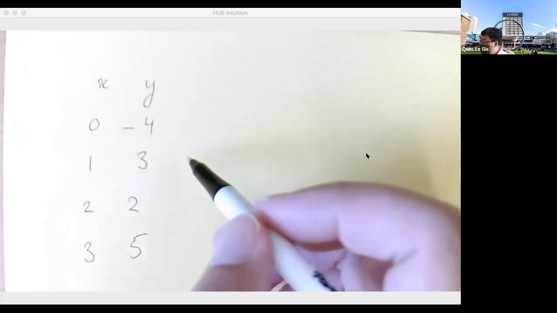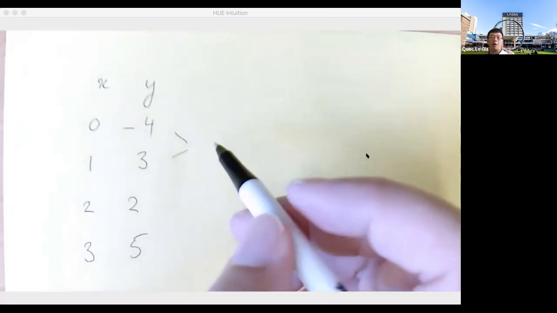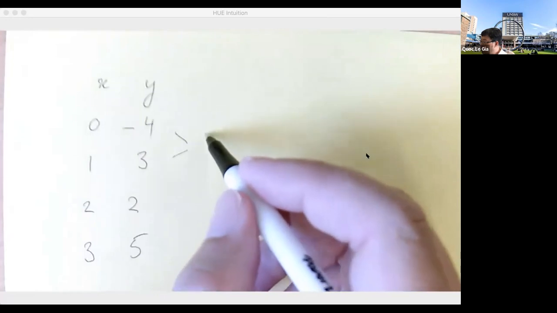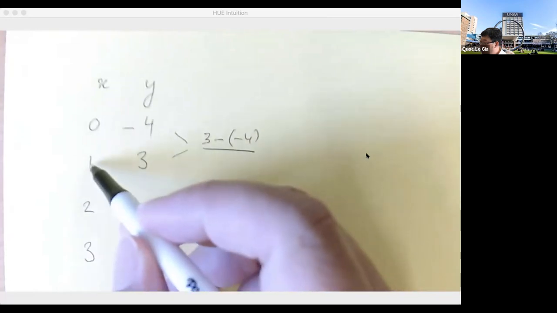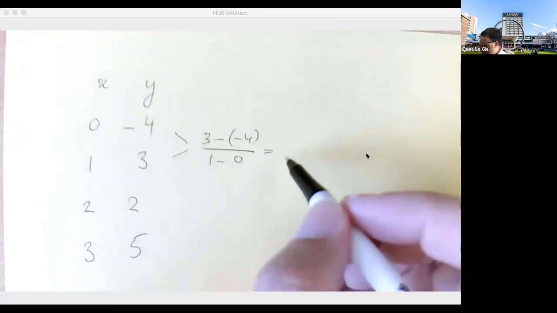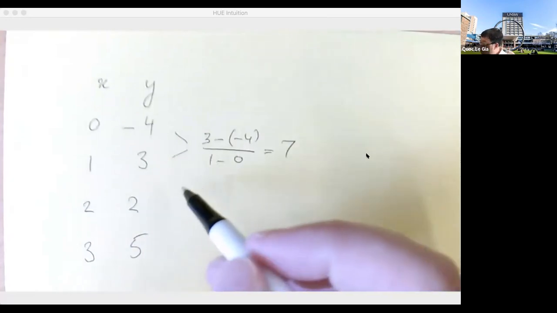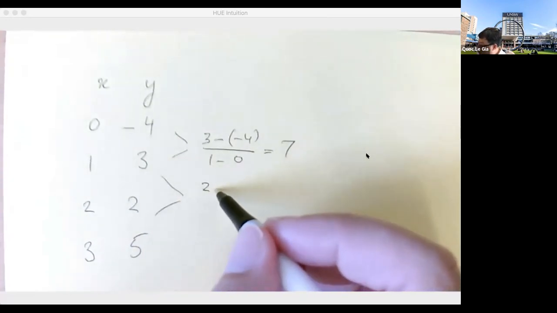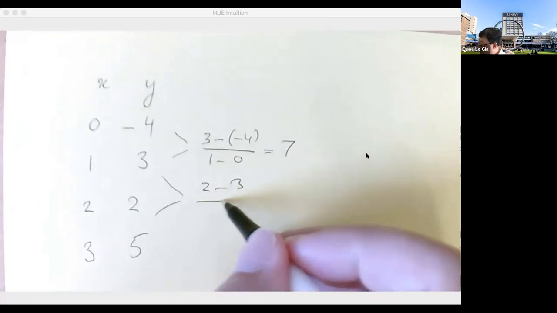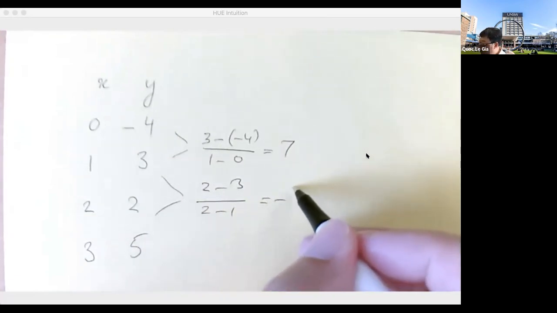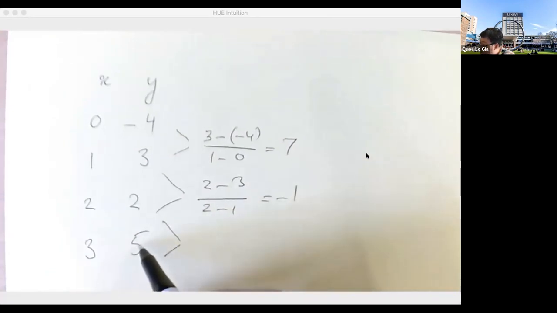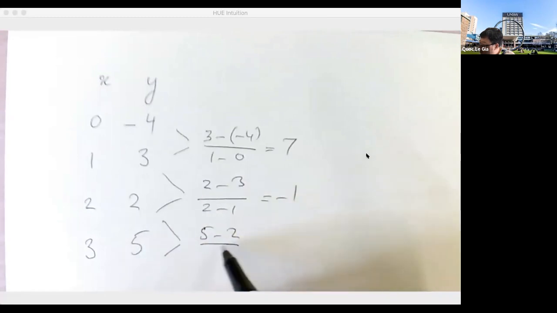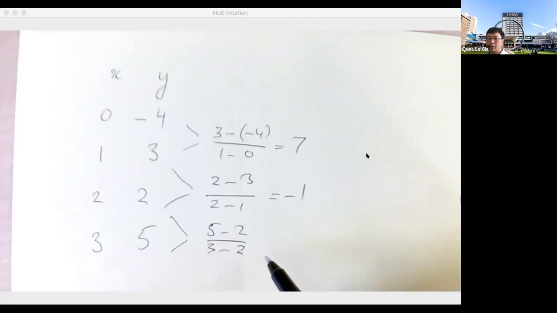Okay, and now you construct the divided difference over 2 points. So this one will be 3 minus 4, yeah, divided by 1 minus 0. So we're just 7. Okay, and you do the same here. So 2 minus 3, okay, divided by 2 minus 1. So that gives you minus 1. Yeah. And then this one will be 5 minus 2 over 3 minus 2, which is just 3 over 1, just 3. Okay.